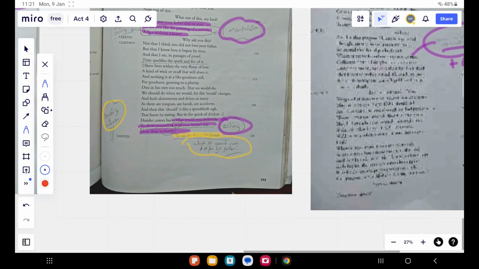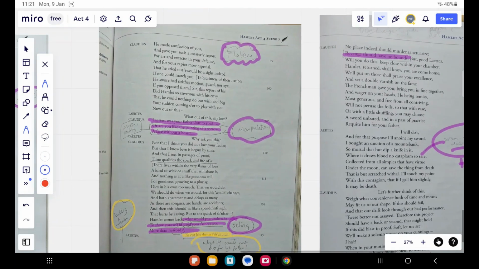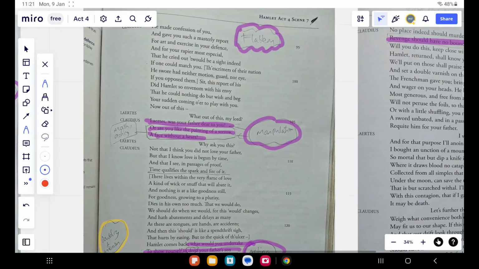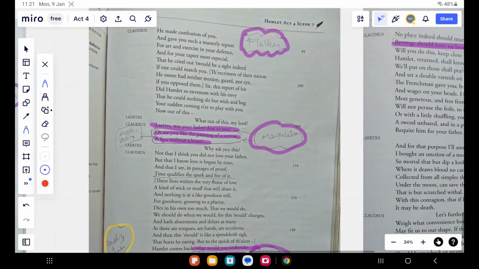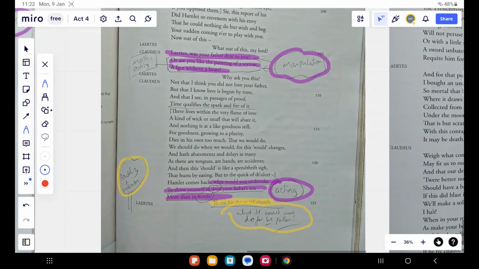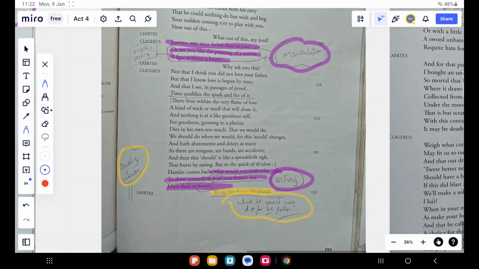All right, we're almost getting there, aren't we? What's left? Claudius uses flattery, praising Laertes for his ability to use a sword. There's further manipulation. Laertes, what was your father? Was your father dear to you, or are you like the painting of a sorrow, a face without a heart? So this metaphorical language saying, is it all surface and no feeling? Is it all for show? Is it like the mask and acting? And then Claudius, what would you undertake to show yourself indeed your father's son, more than in words?